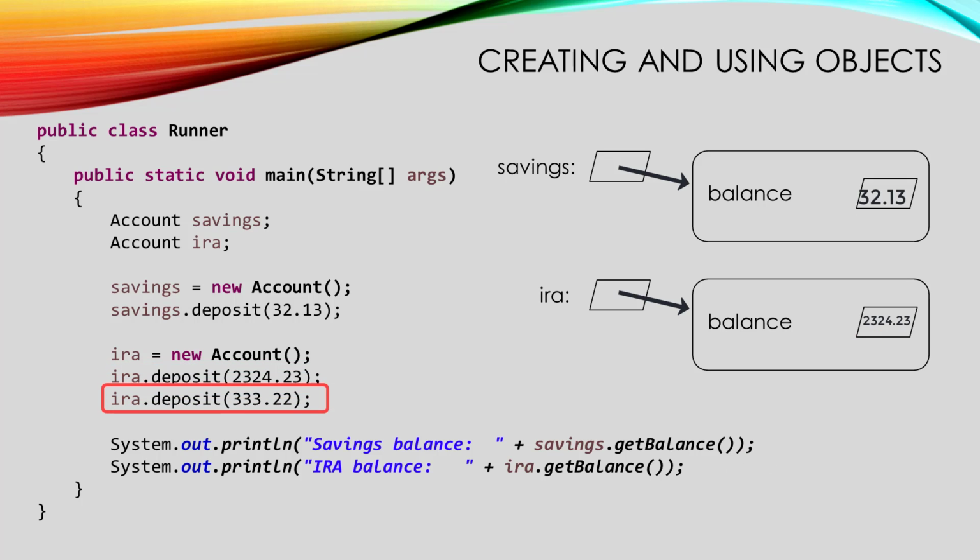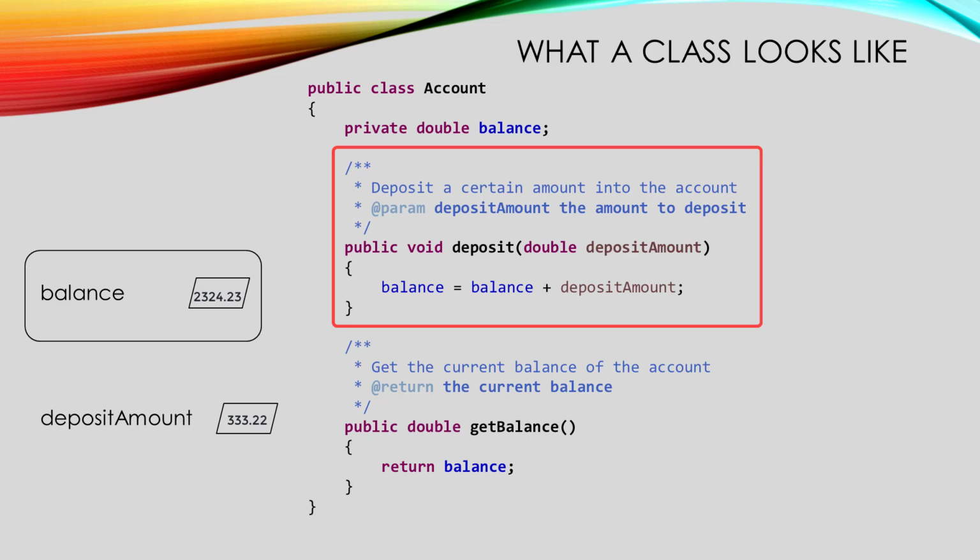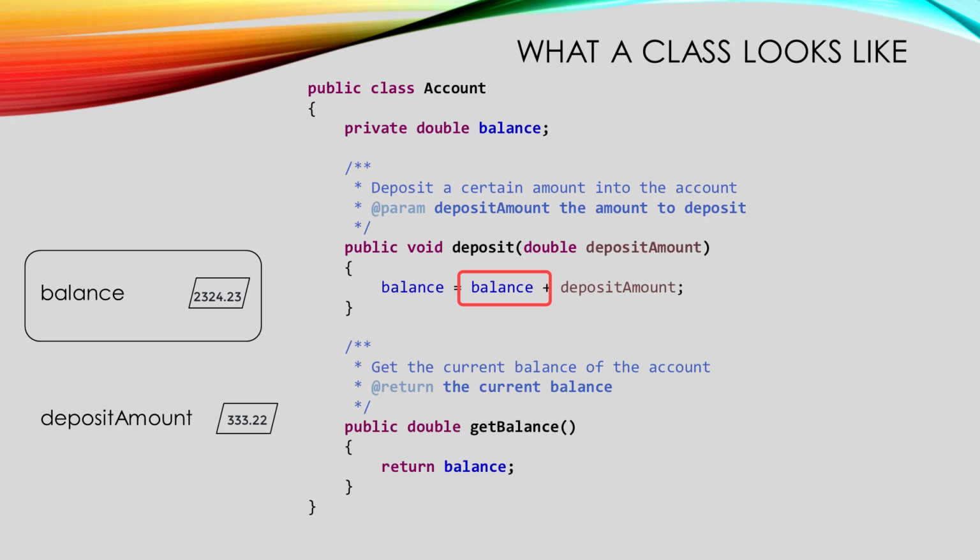Then we call the deposit method on the IRA object again. This time, we pass in 333.22. That will make the machine jump to the deposit method again. This time, since we are calling deposit amount on the IRA object, I have shown that object in my memory diagram, and the 333.22 that was passed into deposit amount. This time, when it gets the value of balance, it gets it from the IRA object, because that's who we called the method on. That already contains 23.24. It will add our 333.22 to that, getting 356.46, and store that back into the balance variable.